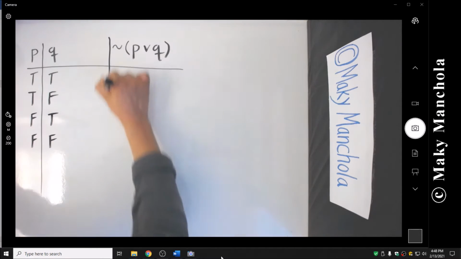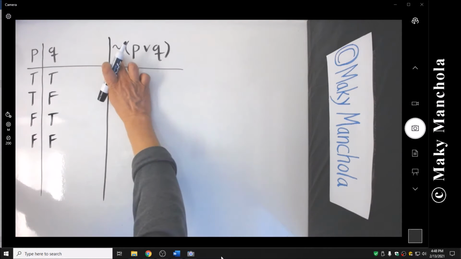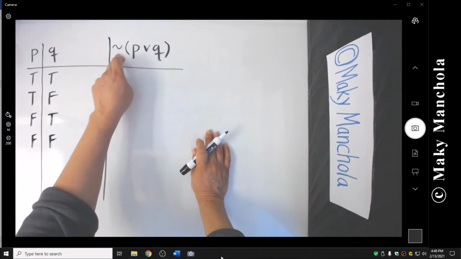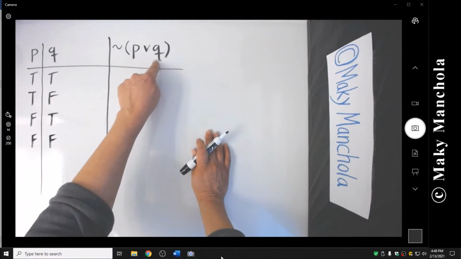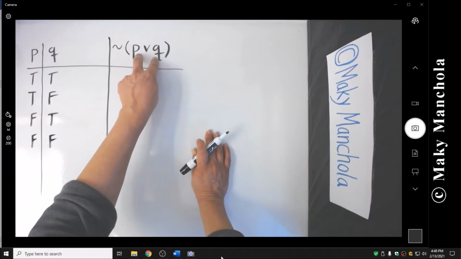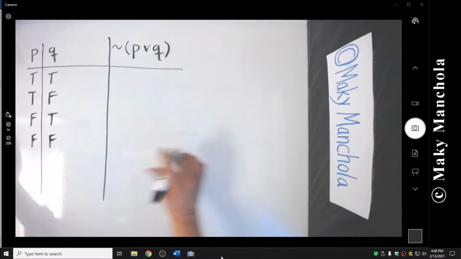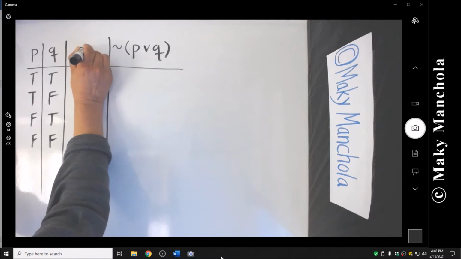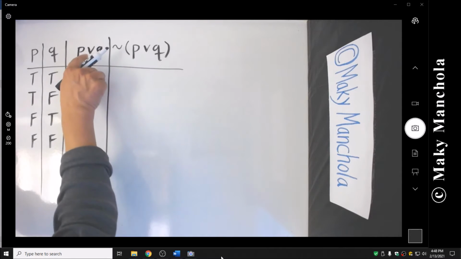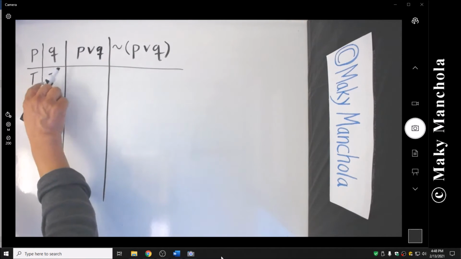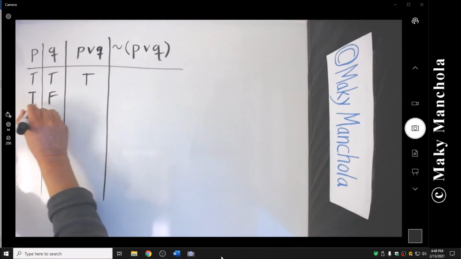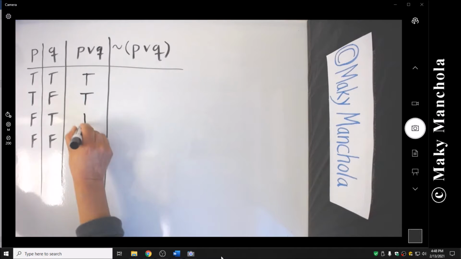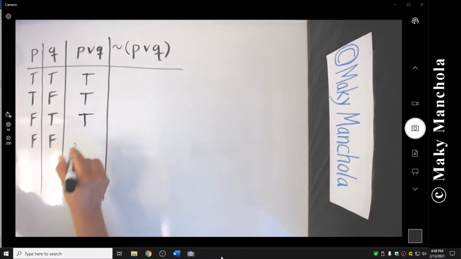We want the truth values for the negation of P or Q. In order to obtain the truth value of the negation of P or Q, we need to know the truth value of P or Q. So we will come up with that here in the middle. We need the truth values of P or Q, and those we know by the definition of OR. True or true is true, true or false is true, false or true is true, false or false is false.